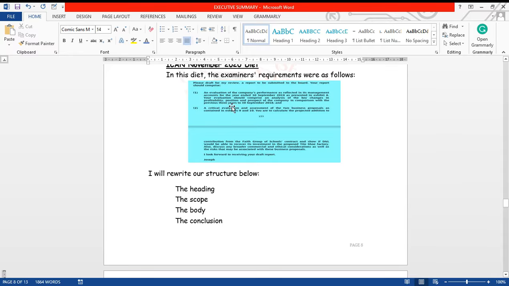So, these are the three things that you're going to look at. And the second one tells us that we should do what? Assessment of the two business proposals. You are to calculate the contribution from the Faith Group of Schools contract. And what's the second project? Tito Shoe Factory. So analyzing the management accounts by checking the profitability, position, and prospect was to check two business proposals, which is the Faith Group of Schools contract and the Tito Shoe Factory. So that's what we're asked to do.